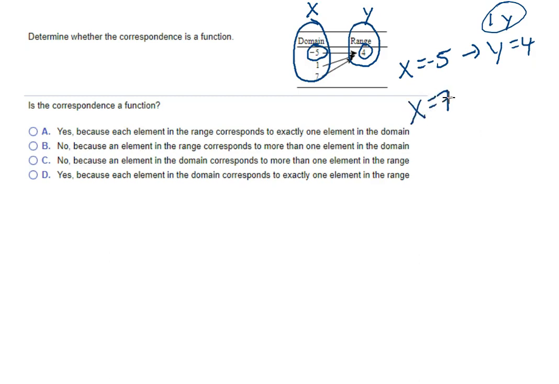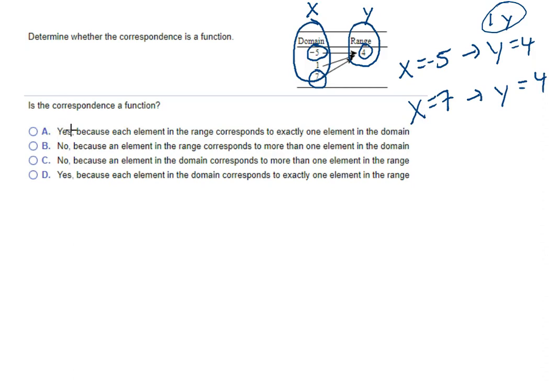Let's try like x equals 7. When I choose that value for x, how many answers can I get for y? There's only one possible answer for y, which is, again, 4. And so no matter what value I pick for x, I'm only ever going to get one answer for y, and so that makes this a function. So the answer is going to be yes.